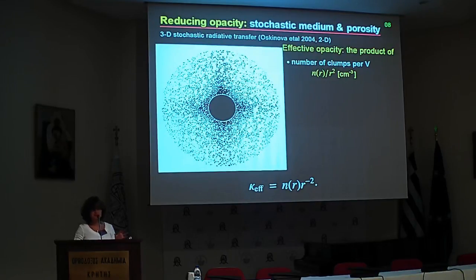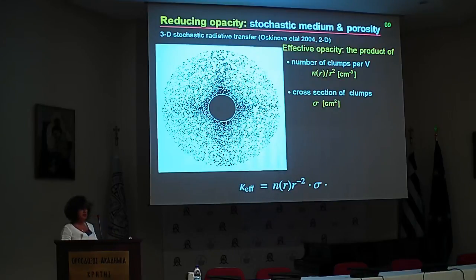And a couple of formulas now. So in a porous medium, opacity becomes effective opacity, which is a simple thing. Here I have a source of ionizing radiation, and here is some 3D stochastic medium consisting of clumps. So effective opacity when we put rays through this medium is given by the number of clumps per unit volume times the cross-section of a clump. And now this is important. This is not the atomic cross-section. This is now the geometrical cross-section of a large structure, of a large clump. Notice this is not an atomic cross-section, therefore no dependence on wavelength here.